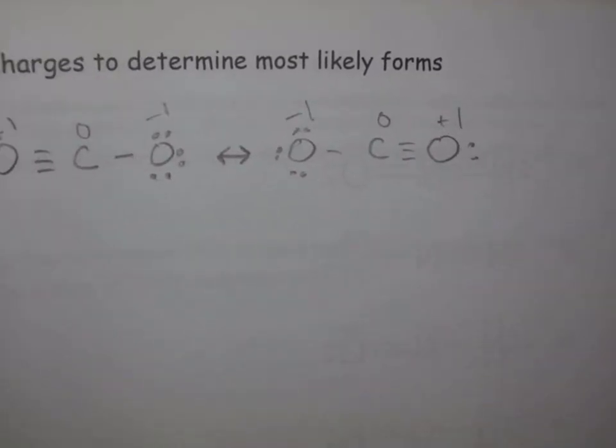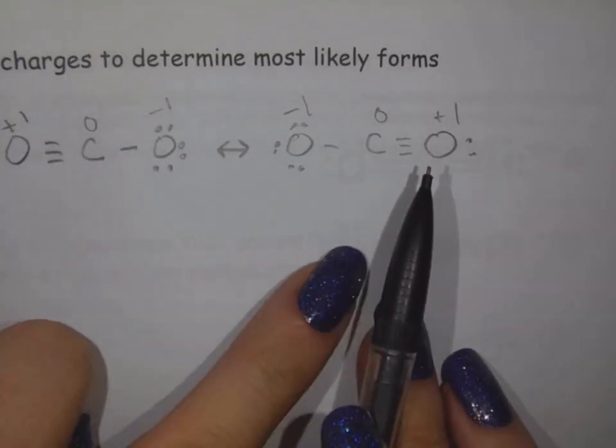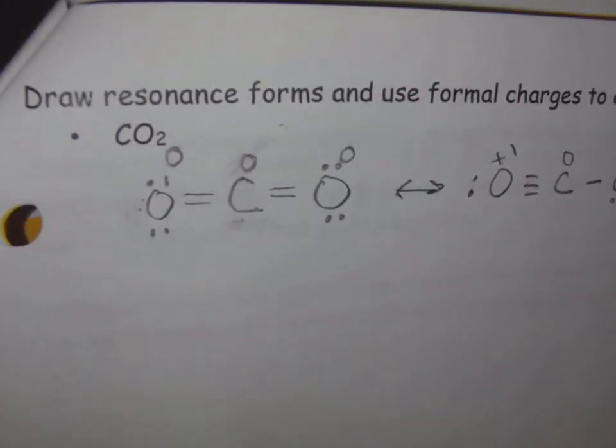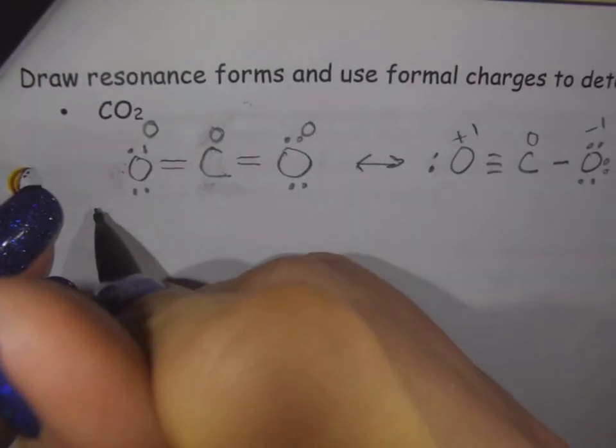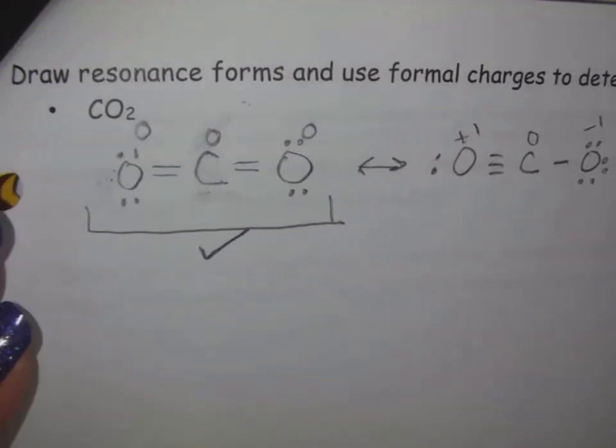Okay. When formal charges are as close to 0 as they can be, then that's the most stable. So I got these pluses and minuses, but guess what? There was a structure where they were all 0, so that is definitely the one that is the most stable and occurs in nature.